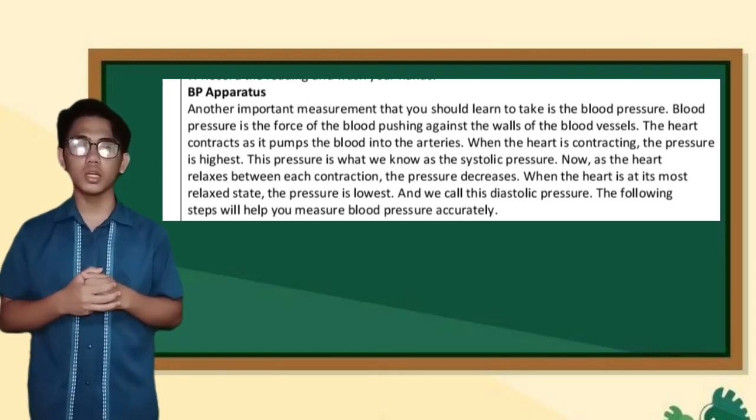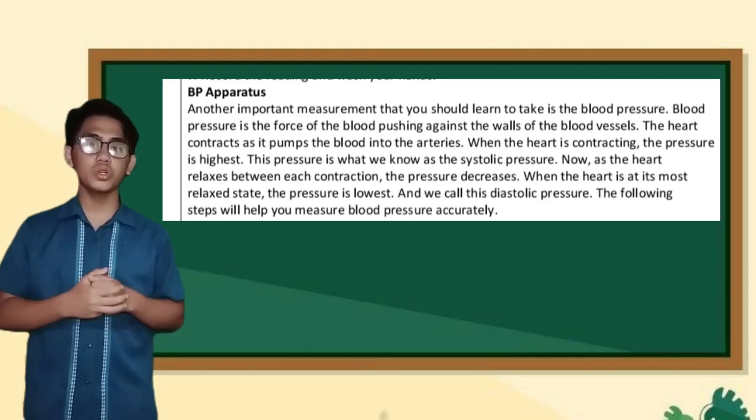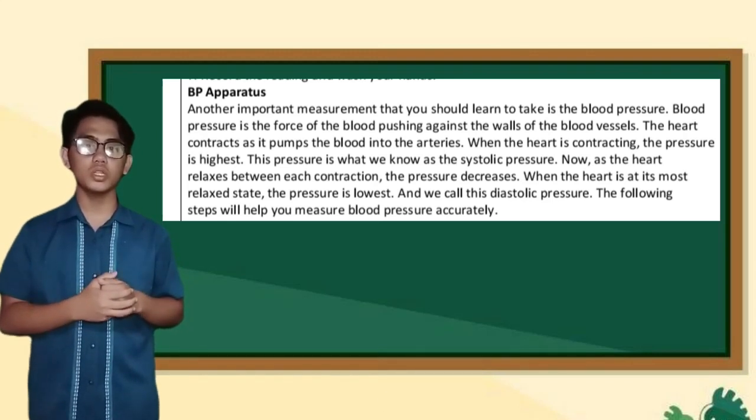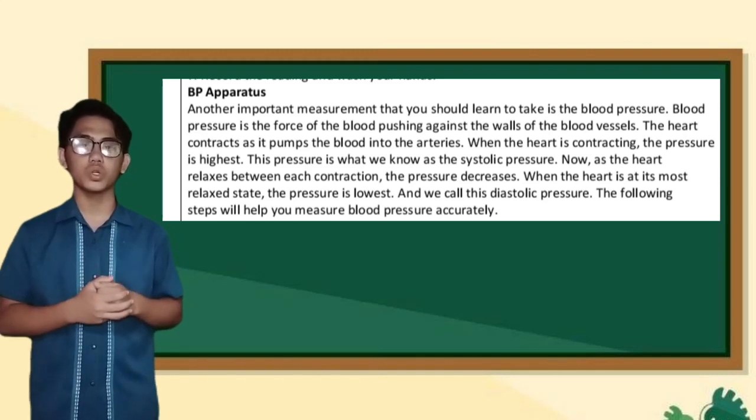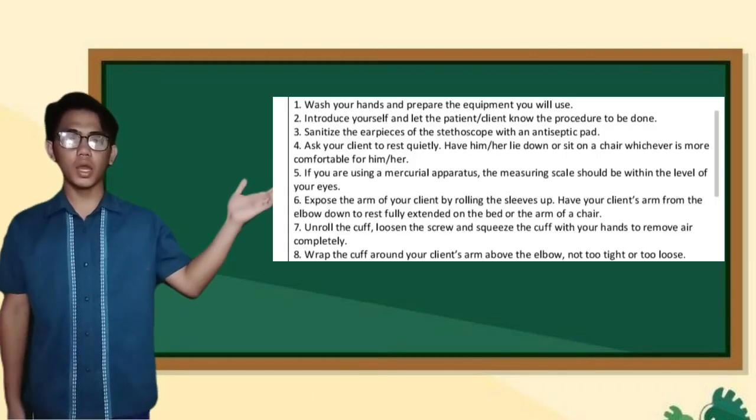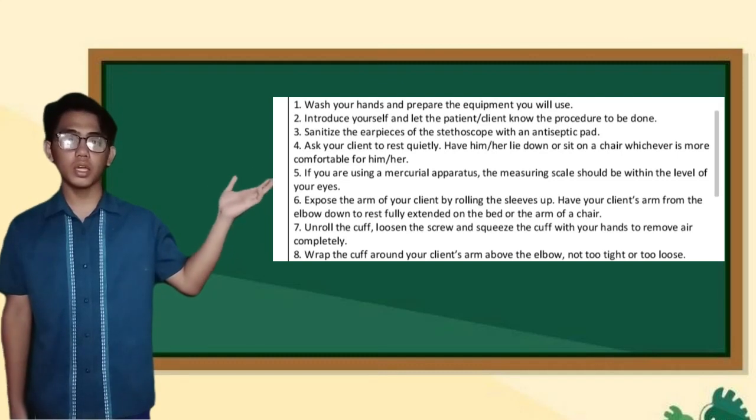Now as the heart relaxes between each contraction, the pressure decreases. When the heart is in its most relaxed state, the pressure is lowest. And we call this diastolic pressure. The following steps will help you measure blood pressure accurately. So first, wash your hands and prepare the equipment you will use. Second, introduce yourself and let the patient or client know the procedure to be done.